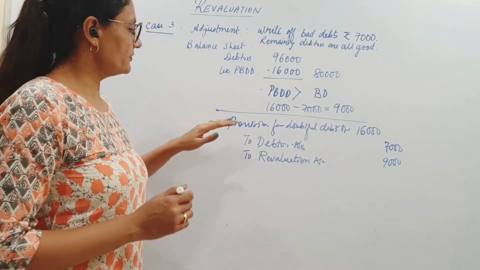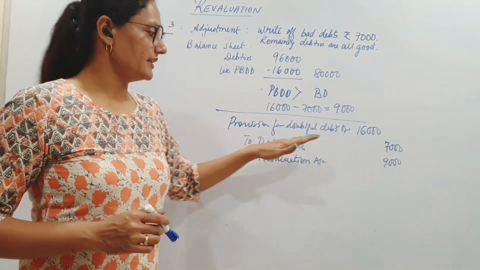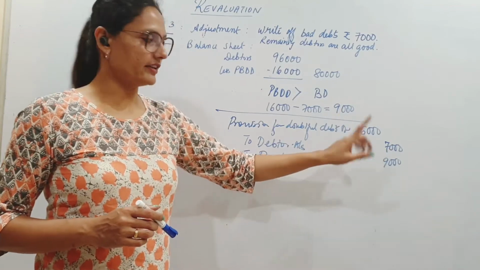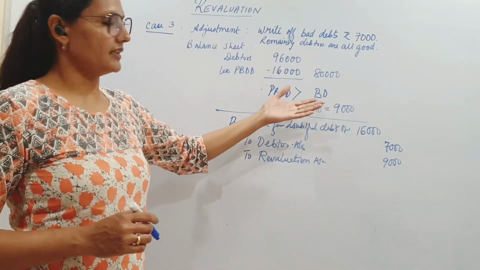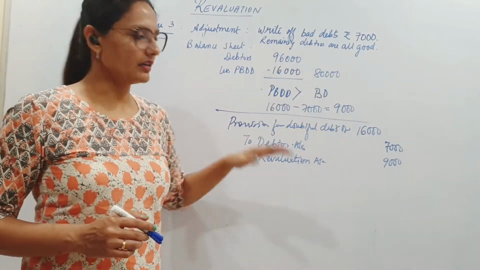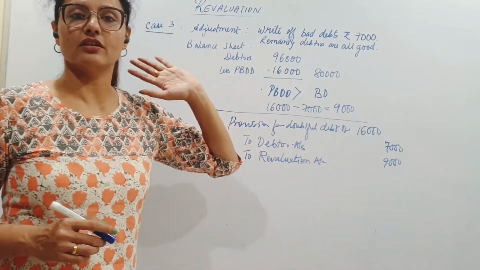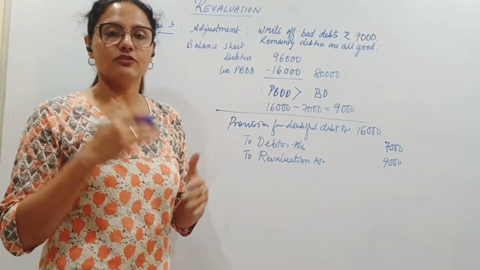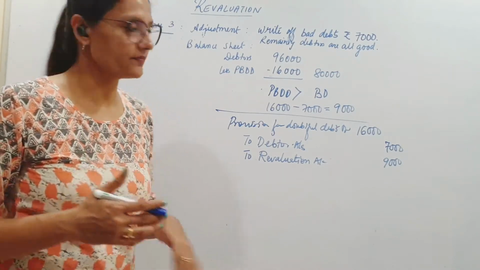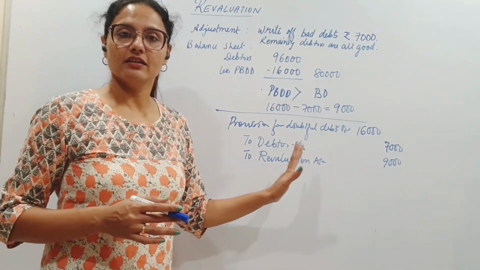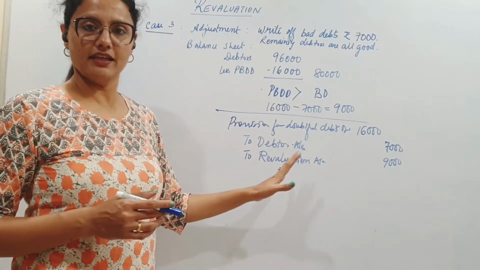Okay? Provision up to the amount of bad debts will be debited, debtors will be credited 7,000. Remaining amount I do not require. I have closed the provision account and transferred to revaluation account. It's a gain form. Reduction in provision is a gain form. So this is the journal entry regarding this entire thing.